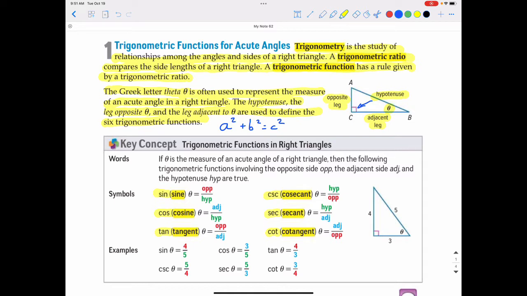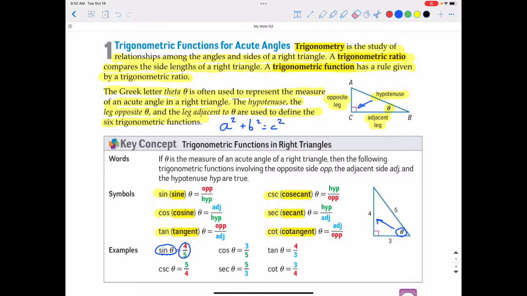So one way to use trig functions in this example is if we're trying to figure out the sine of theta. So knowing where theta is in the picture, sine is the opposite leg over the hypotenuse. So the opposite of theta is 4, and the hypotenuse is 5. So we could say the sine of theta is opposite over hypotenuse, which would be 4/5.